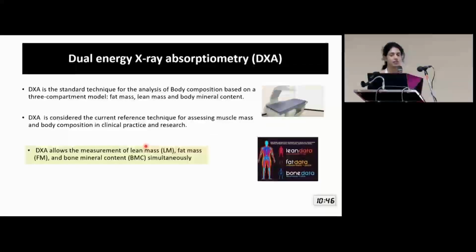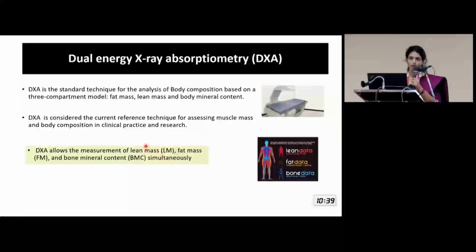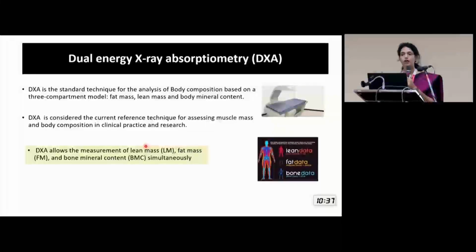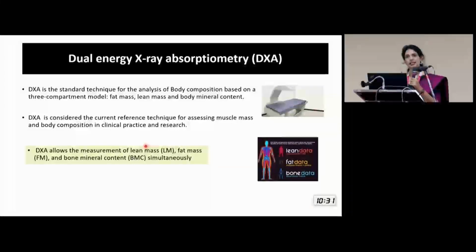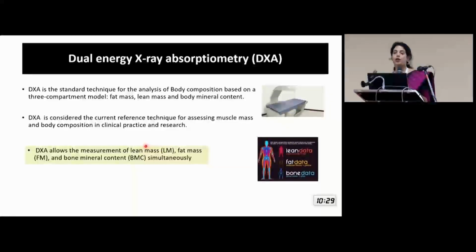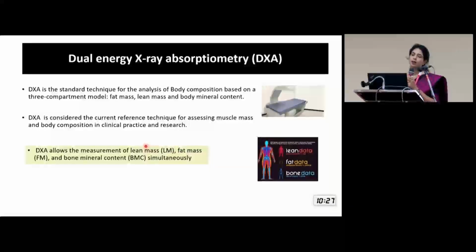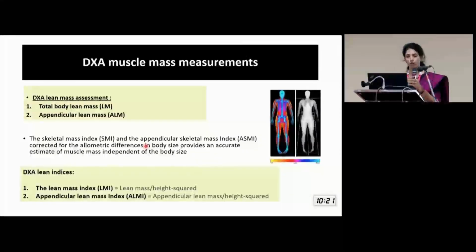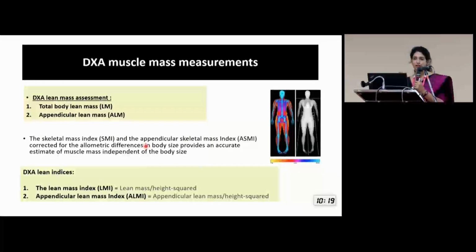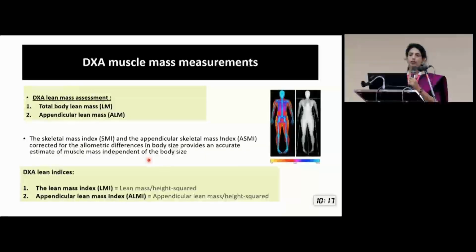Coming to the DEXA body composition, again Dr. Nitin has clearly discussed how DEXA is a standard tool for body composition analysis. Again, this is based on the 3-compartment model because it gives us data about lean mass, fat mass and bone mass. Now, when it comes to muscle mass analysis, DEXA is considered a reference tool. Why so? We'll come to it later. Now, in DEXA, we can simultaneously measure lean mass, fat mass and bone mineral content. And the two important measurements we get are the total body lean mass and the appendicular lean mass.